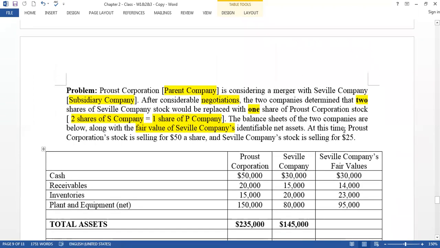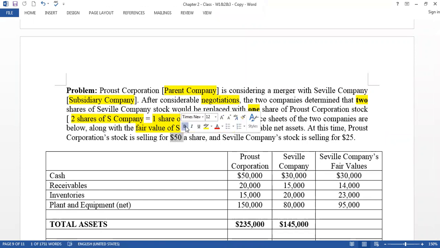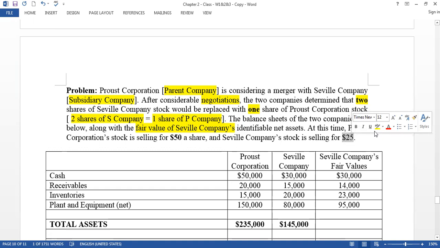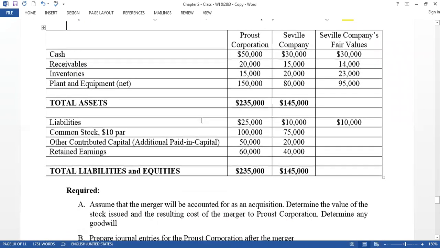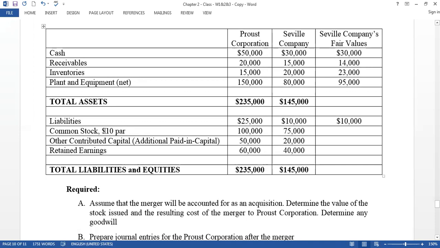And at the time of acquisition, the parent company's stock market price is $50 per share. And at that moment, the subsidiary company's market price is $25 per share. So this is the market price. This is the fair market value of their assets, and this is the fair market value of the assets of the parent company.